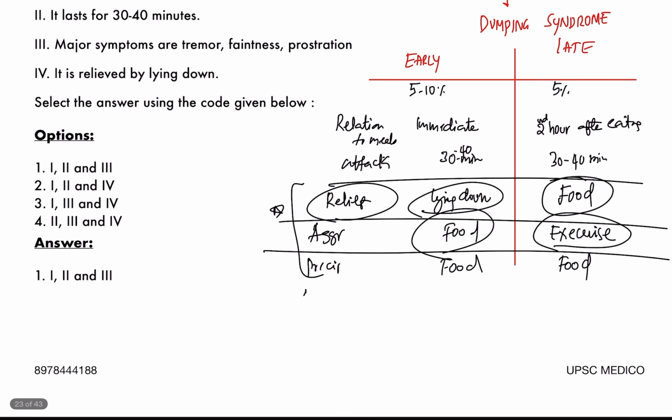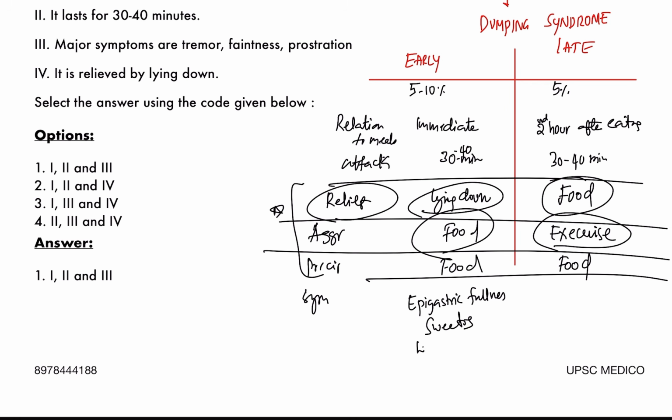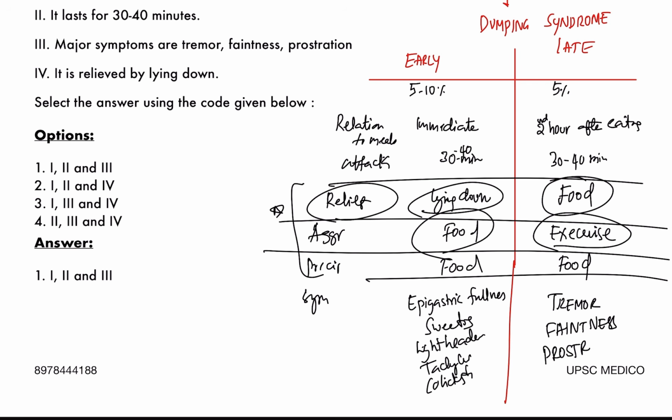Now symptoms wise, when I talk about early dumping syndrome, the patient presents with epigastric fullness, sweating, and they also have complaints like lightheadedness, tachycardia, and colicky type of diarrhea. Whereas what kind of symptoms do you see in case of late dumping syndrome? Patient will have faintness, tremors, and prostration.